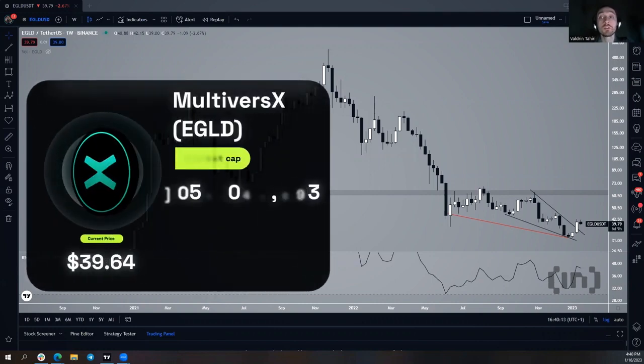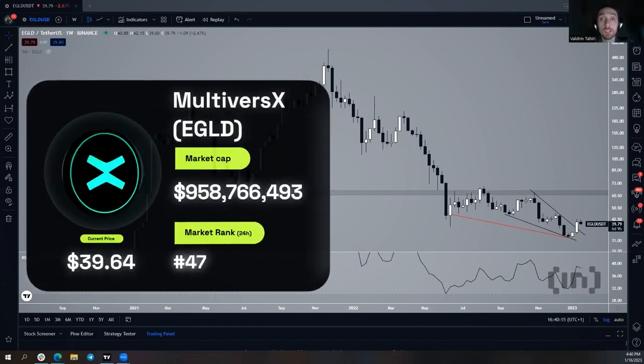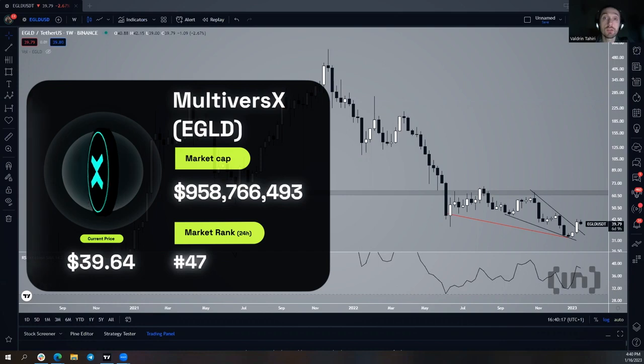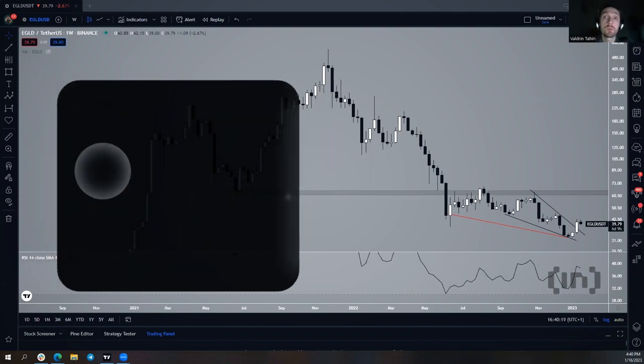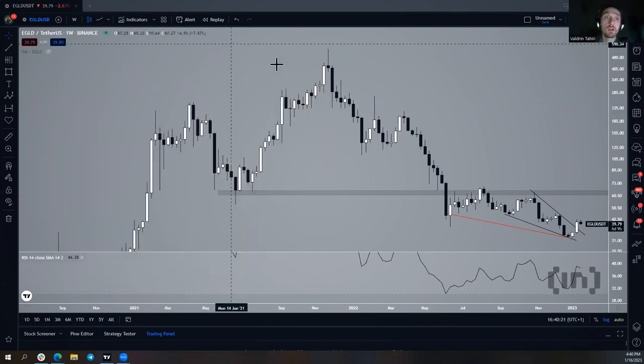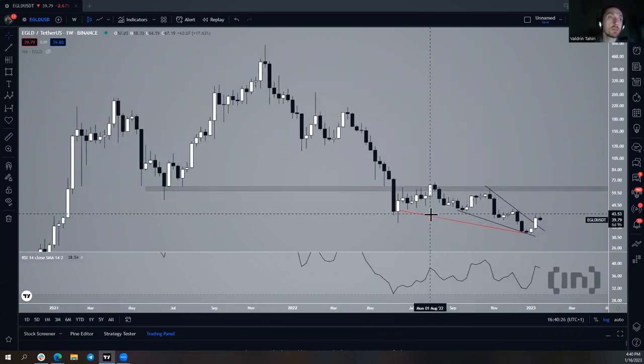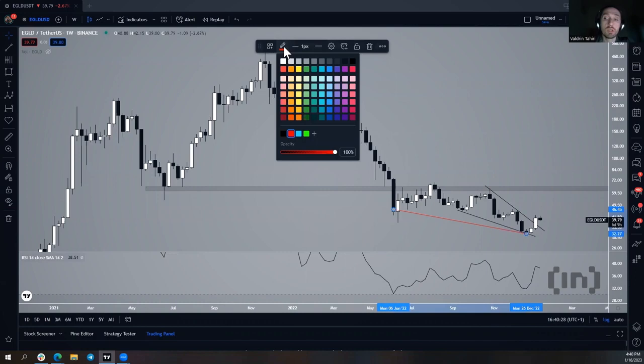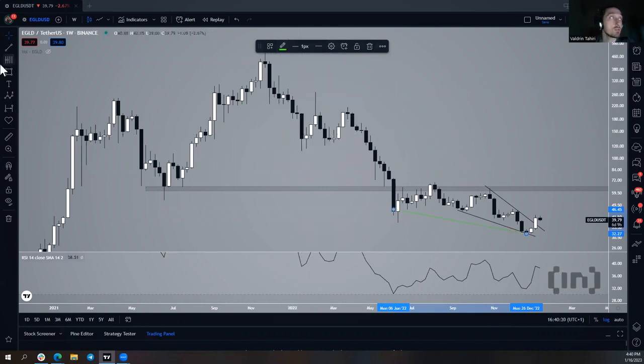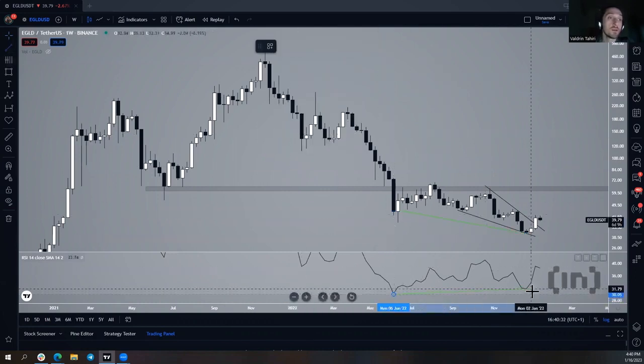The coin that we are going to discuss today is EGLD. Now, usually I do not like charting laggards that much, but in this case I will make an exception because of the quite bullish price action and indicator readings that I'm seeing.